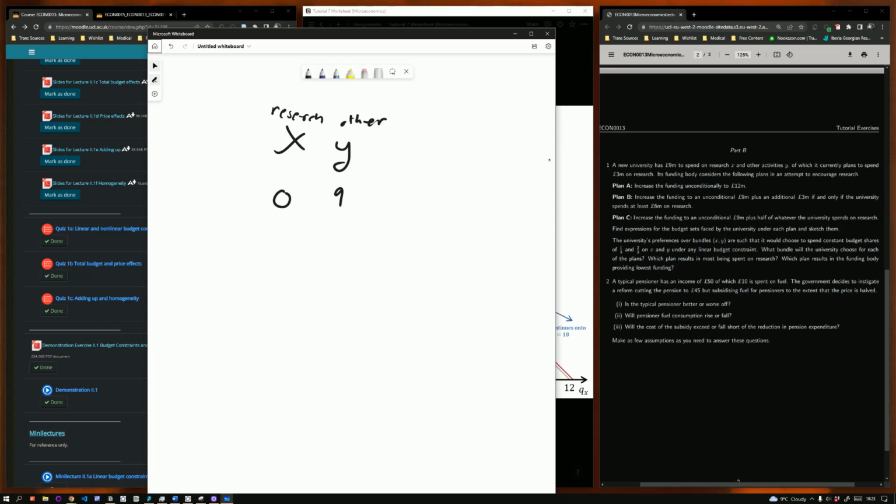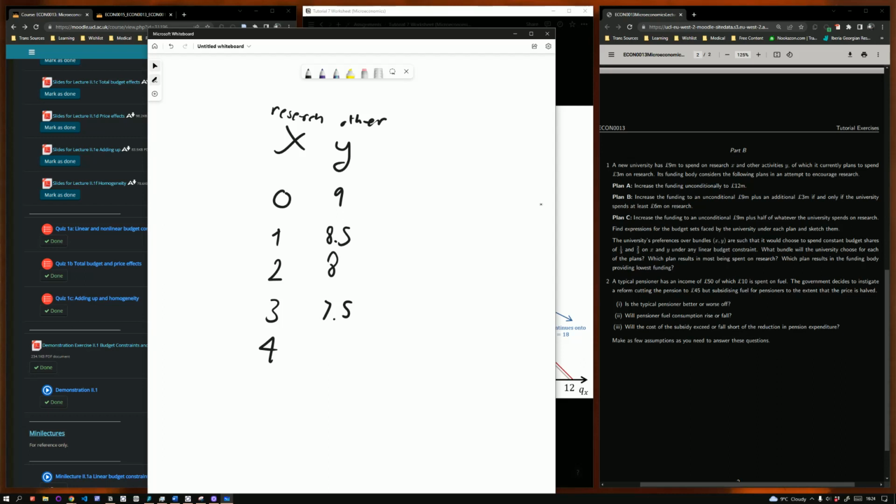Now, let's say I spend 1 on research, right? Now it says we're going to add half of whatever the university spends on research. So we're going to add 0.5. So now our total budget is 9 plus 0.5 or 9.5, which means that I can spend my remaining amount, 8.5, and this is what it goes to. This relationship continues. It's going to look something like this, where we're going to keep doing this.